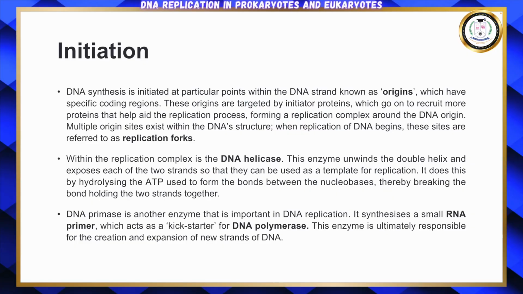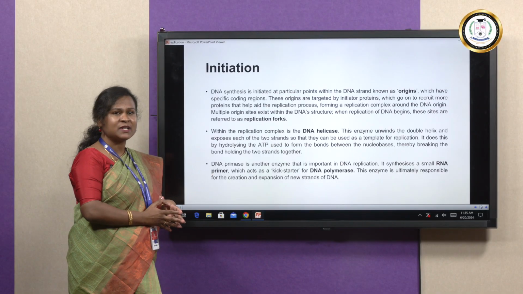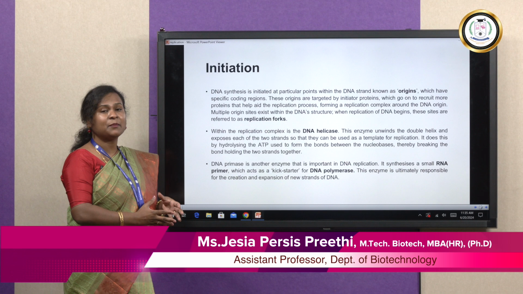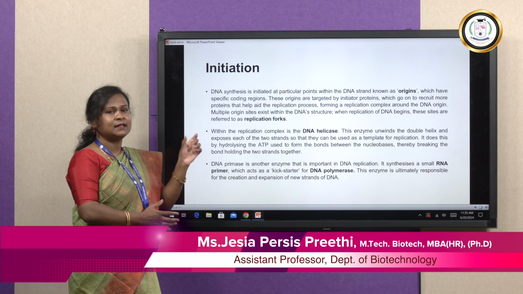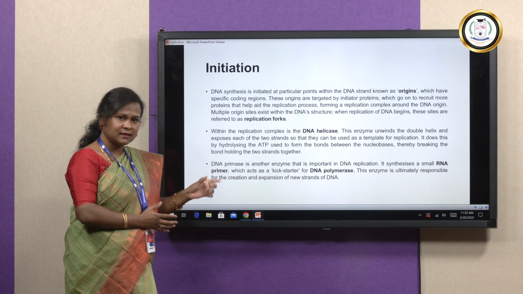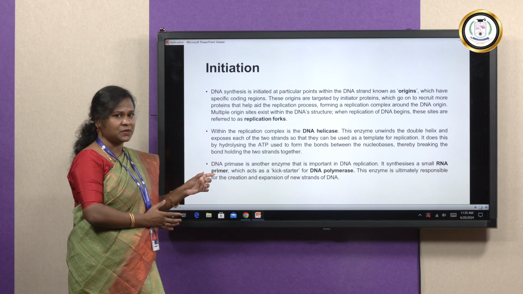DNA helicase, which I was stating, makes sure the strands are broken apart, for which there should be hydrolysis of ATP molecules. The DNA polymerases immediately come into action, but before that, RNA primase adds a primer to the parent strand where the replication of the daughter strand has to take place.